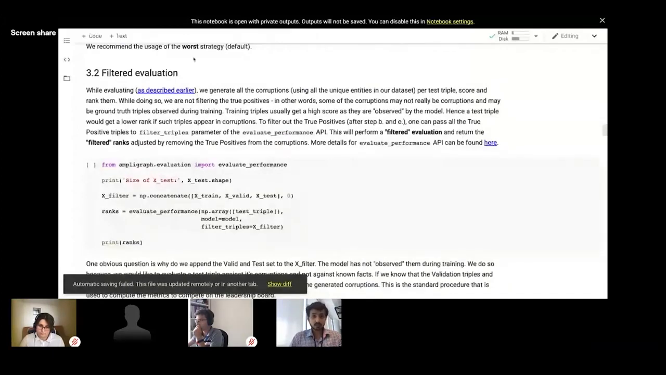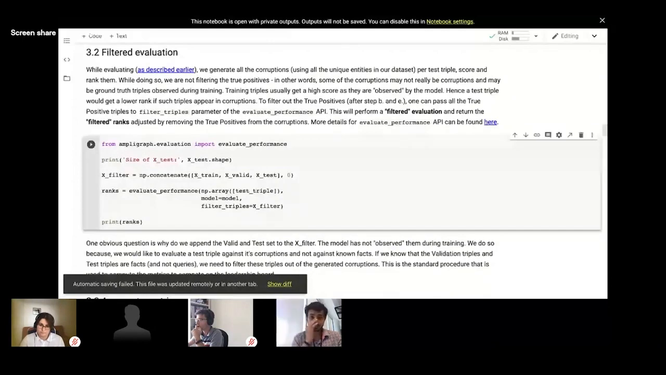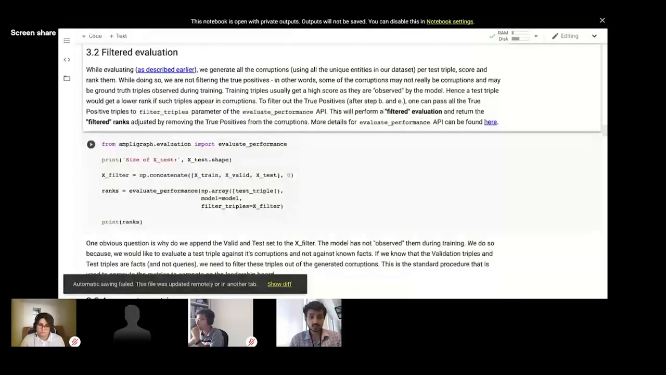So now, as Luca mentioned, once you have these kinds of negatives, you filter out the true positive statements, right? So this is what is called filtered evaluation. Because in the example that you saw, when you generate these negatives, you can have positives in that, like Carrie Fisher acted in Star Wars, right? So that is not actually a corruption, but actually a true positive.